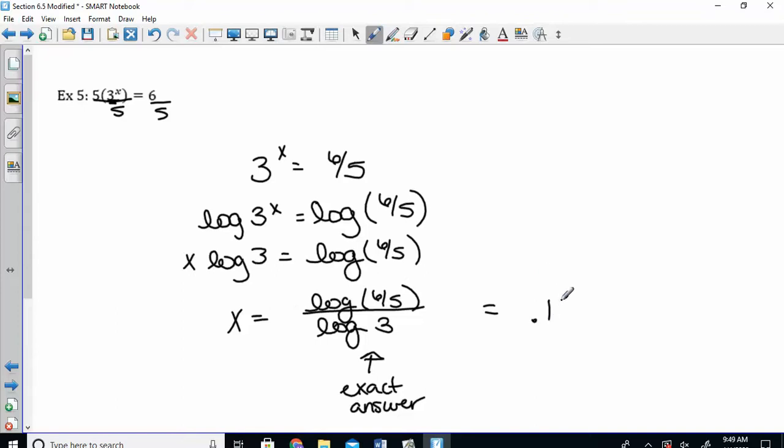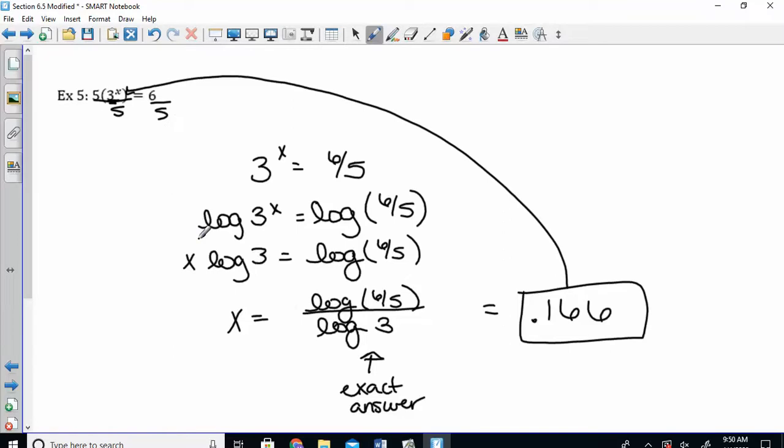And we get 0.16595, so that would round to 0.166. You can always check it just by plugging it into the original. Is it going to work out exactly? No, because I rounded, but if I did 5 times 3 to the 1.666 power, sorry, typed mine in wrong. Typed in an extra 6. We get 6.000, so very, very close to that answer.